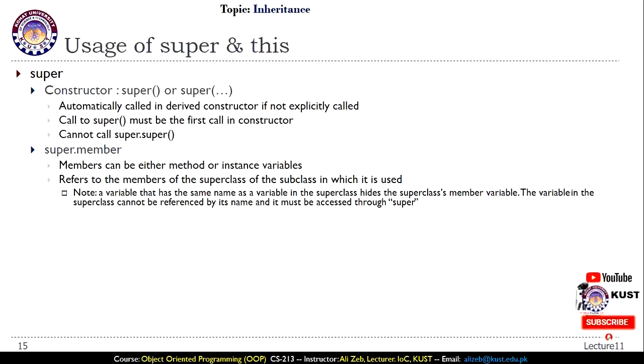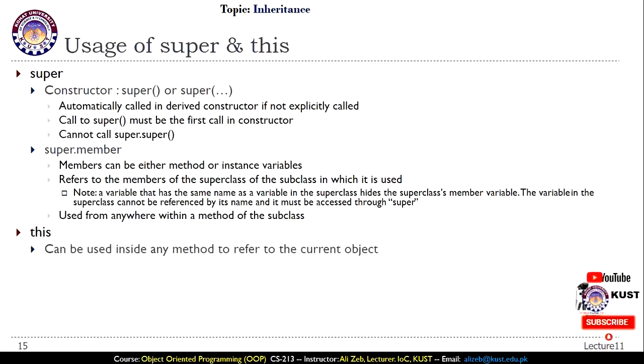So in that case, if we have variables or methods with exactly the same name in the two classes, we will only be able to access the superclass's method or variable using the super keyword. Otherwise, the subclass's method or variable will be accessed instead of the superclass's. So we have seen that we can call the superclass's method from anywhere in any method of the subclass or the constructor of the subclass.